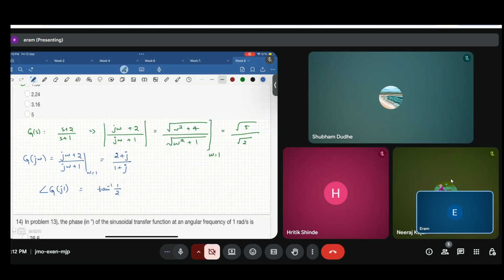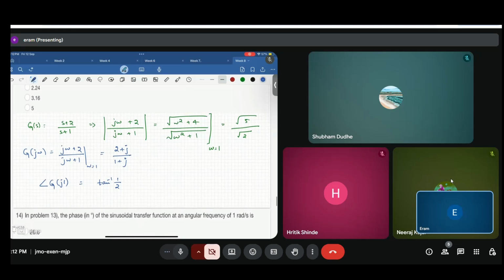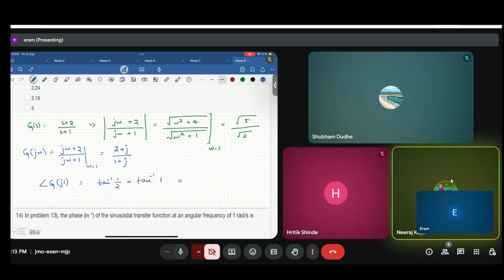Okay. So have you calculated this angle? It is tan inverse of 1 by 2 minus tan inverse of 1. What will it be? Minus 18.443.